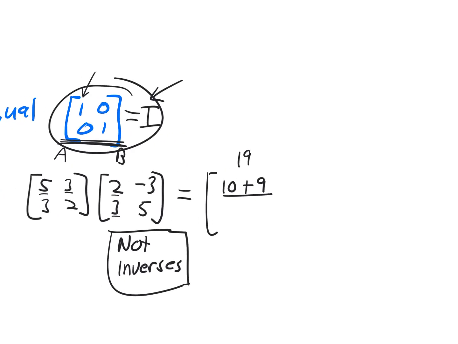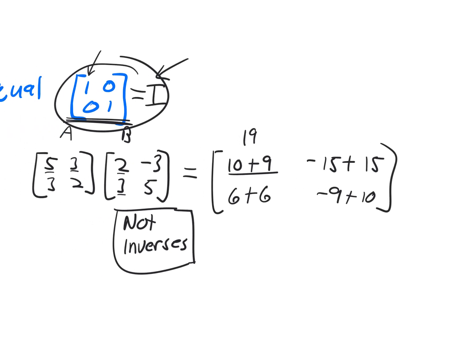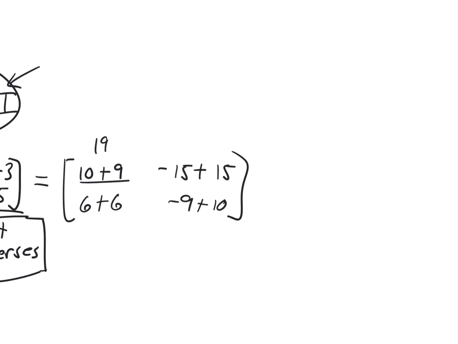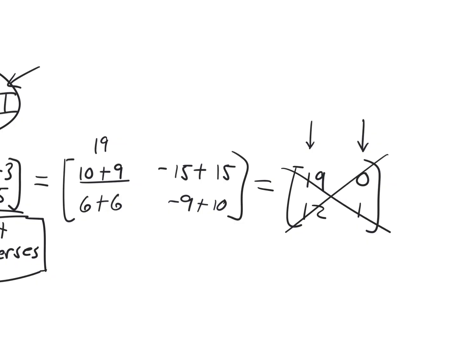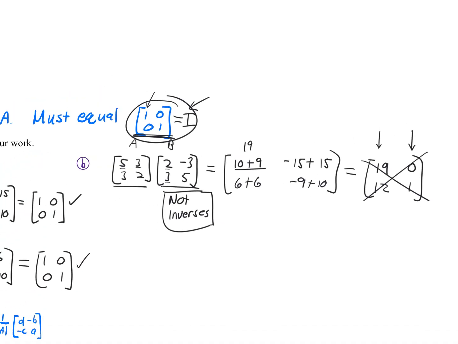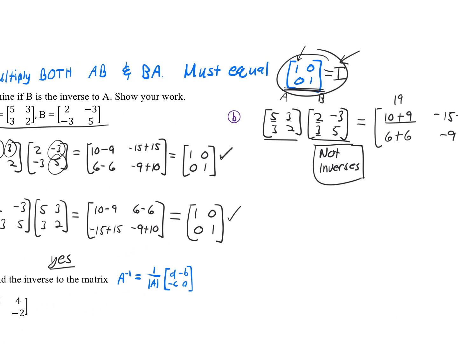Okay, I'll finish this one. So we get 19 here, negative 15 plus 15. And then we get 6 plus 6. And then we get negative 9 plus 10, right? So let's say you finish this one. Let's just say this is your A, this is your B. You're going to end up with 19, 12, 0, and 1, right? While this column looks like it does work, this one is not a 1 and a 0. So that's already not the inverse. You can stop right there. All right, but if it works the first time, you should continue it and do it the other way to verify.